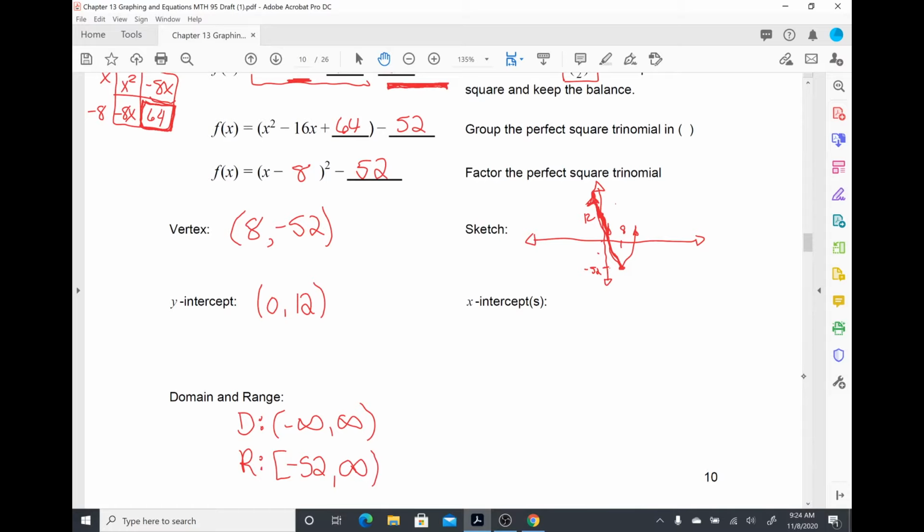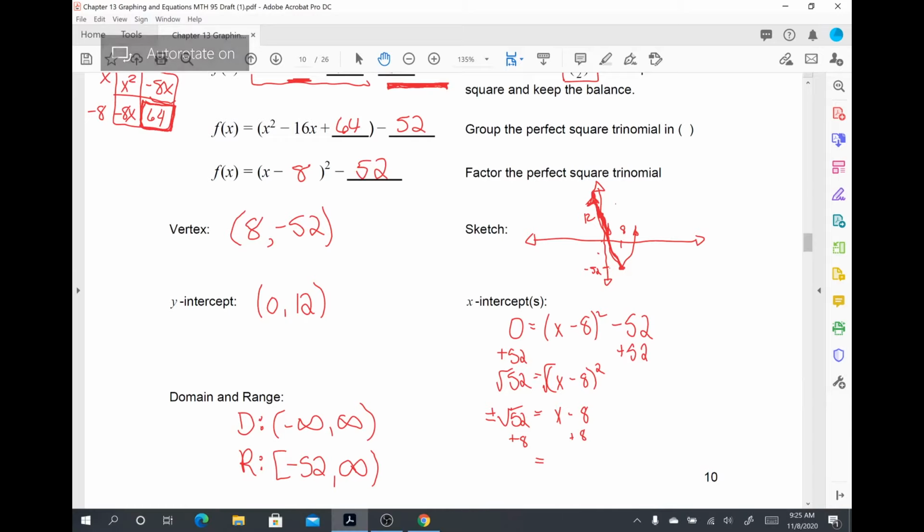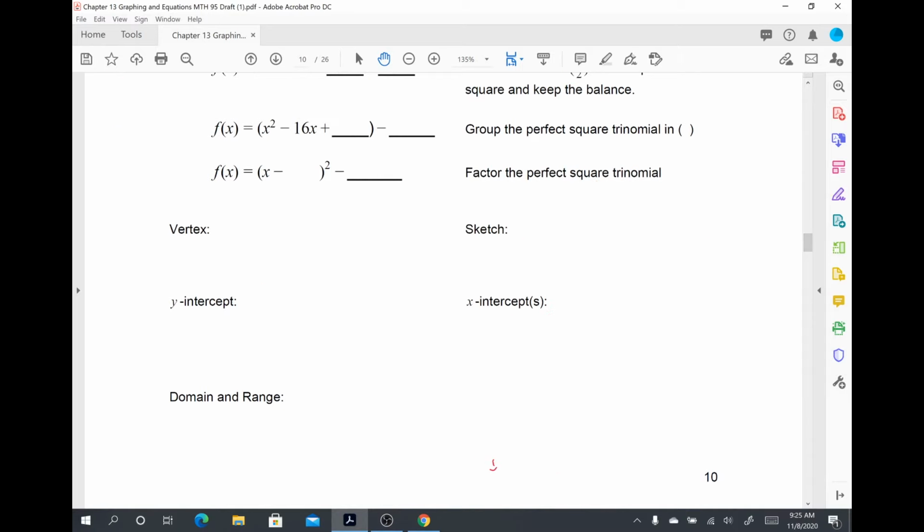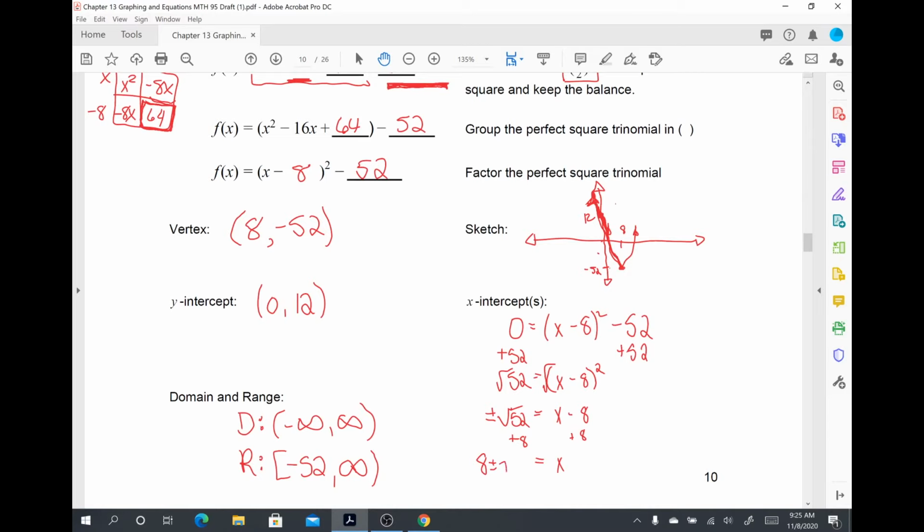X-intercepts. Well, let's solve the last equation that we set up for 0. So we'll have 0 equals x minus 8 squared minus 52. So let's add 52 to both sides. And now the square root of both sides. And we'll need to add 8. So right now what we have is x equals 8 plus or minus the square root of 52.